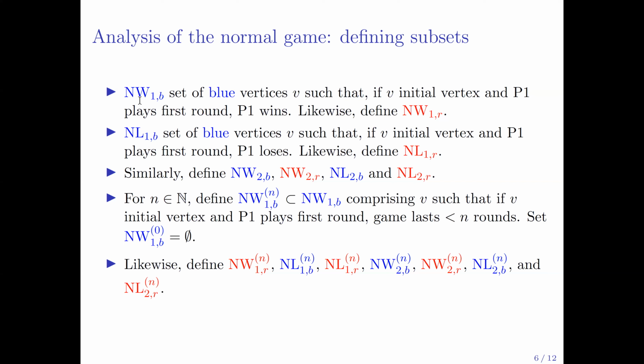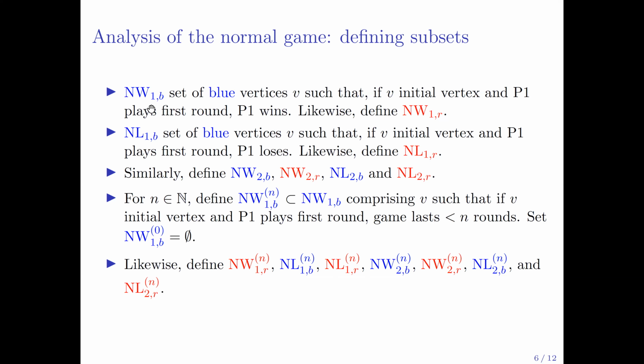And what will that stand for? W will stand for winning, L will stand for loss. I didn't define D here, but there will also be a set called ND, which stands for when the game ends in a draw. Okay, and the first subscript here indicates which player plays the first round of the game. And the second subscript indicates what is the color of the initial vertex, the color of the vertex where the token was placed before the game began.